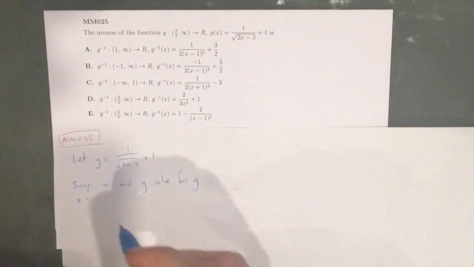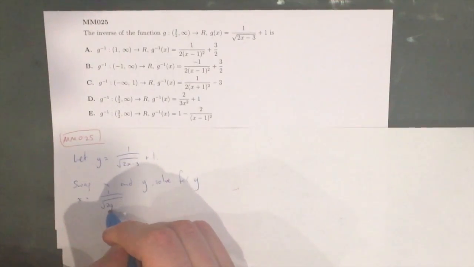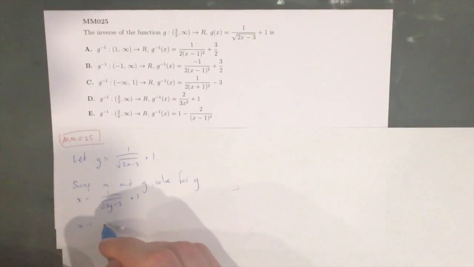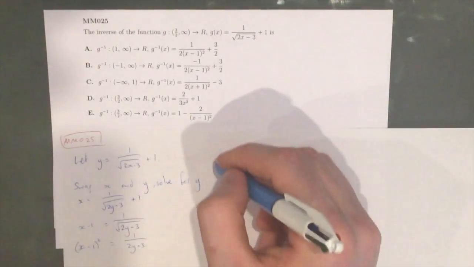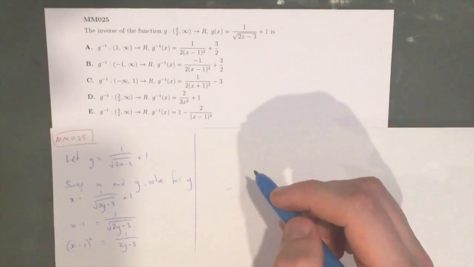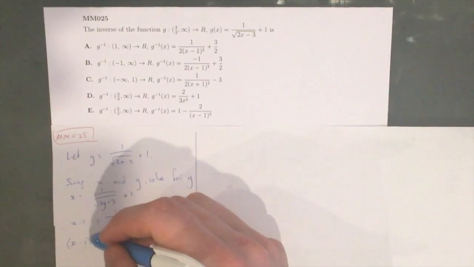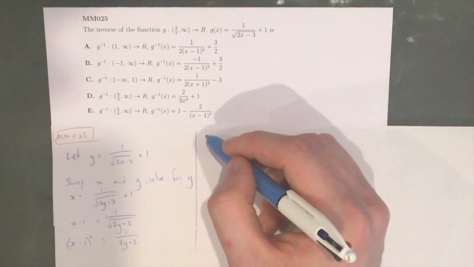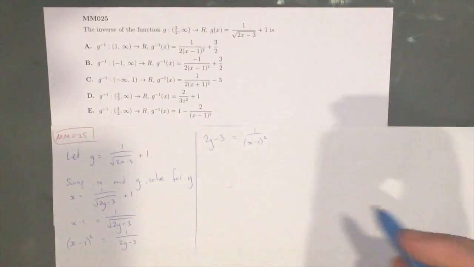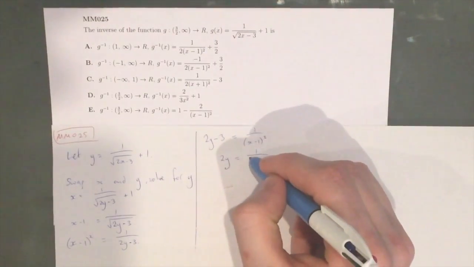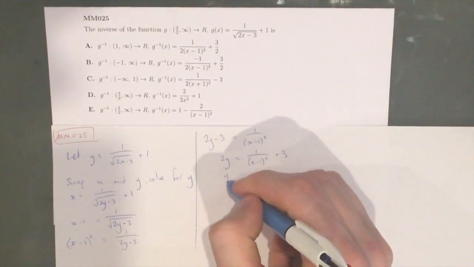So we then get x equals 1 over root 2y take 3, plus 1. We take 1 from both sides, get x take 1 equals 1 over root 2y take 3. And if we square both sides, we get (x take 1) squared equals 1 over 2y take 3. Now if we cross multiply across, we'll take this, multiply it there, and then divide both sides by (x take 1) squared. So we end up getting 2y take 3 equals 1 over (x take 1) squared. We add 3 to both sides, get 1 over (x take 1) squared plus 3, and then we divide both sides by 2.